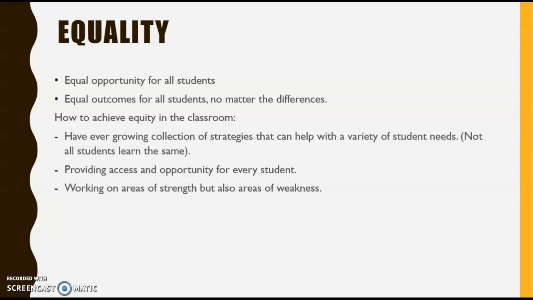So if there's a student who is hard of hearing, then having that equipment and accessibility for that student to learn and succeed just like everyone else in the classroom. And also not only working on areas of strengths, but also areas of weaknesses. So what do these kiddos need in order to succeed in the class? But also what are their strengths and how can we build on that?